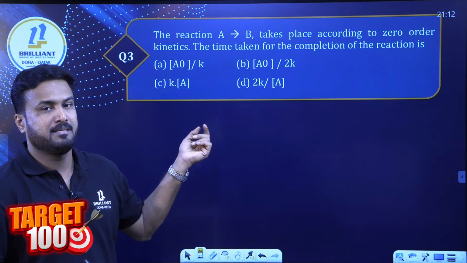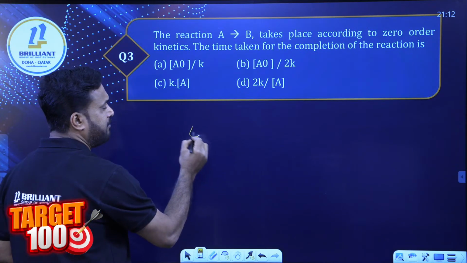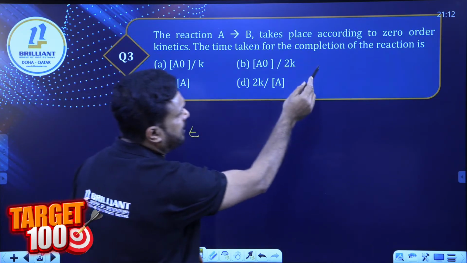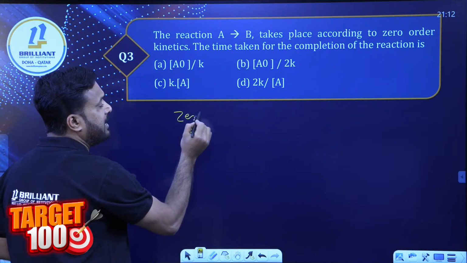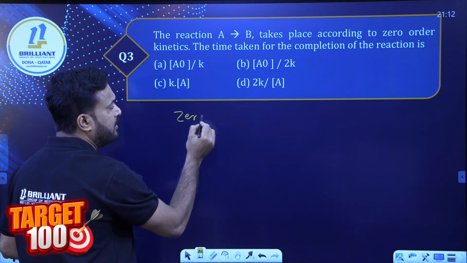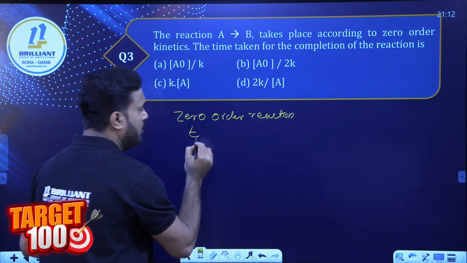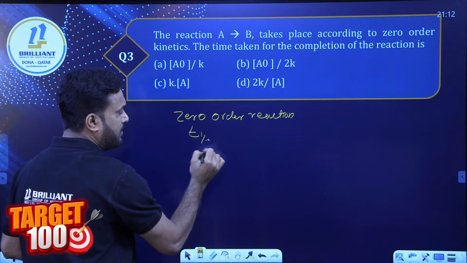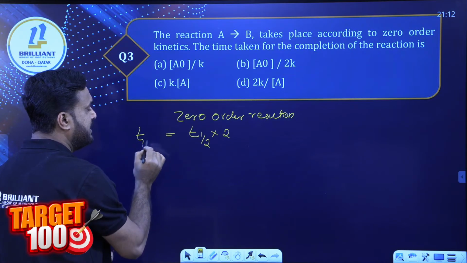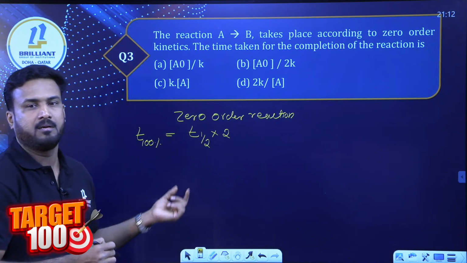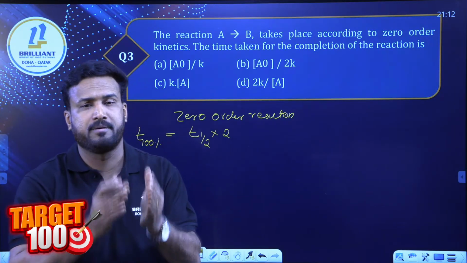So listen, you know the half-life period of a zero order reaction. A zero order reaction will have how many half-life periods? 2, right? So T half into 2 is equal to the total time, T 100%. Hope you understood the logic. T 100% means the time for the completion of the reaction.